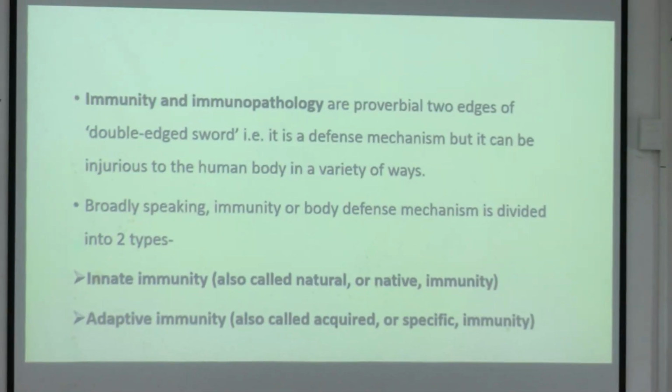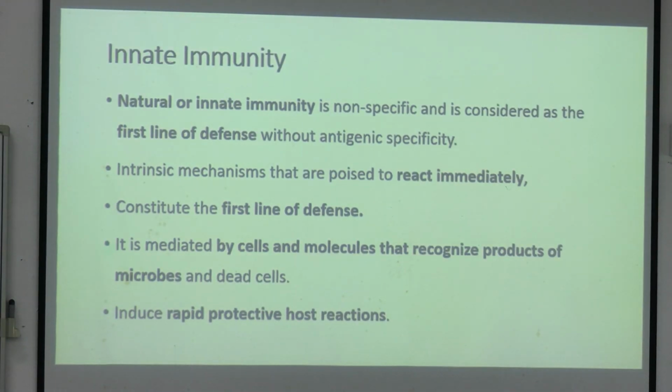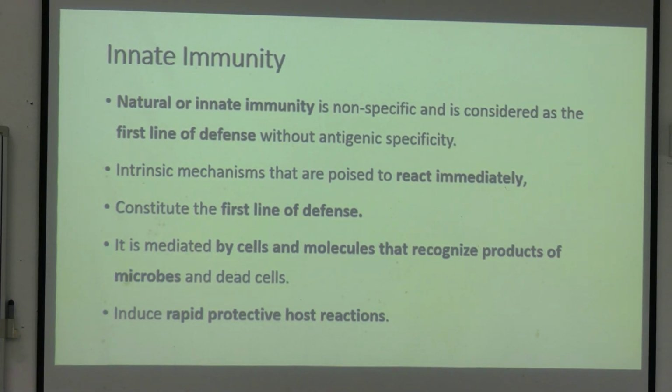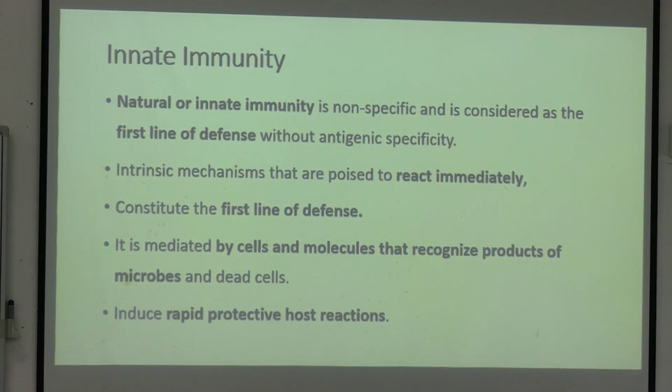Broadly, we can divide it into two types: innate immunity and adaptive immunity. Innate immunity is also called natural or native immunity. Adaptive is also called acquired or specific immunity. Now, innate immunity. Natural or innate immunity is the first line of defense in our body, and it reacts immediately. It is mediated by cells and molecules that recognize products of microbes and induce rapid protective host reactions.